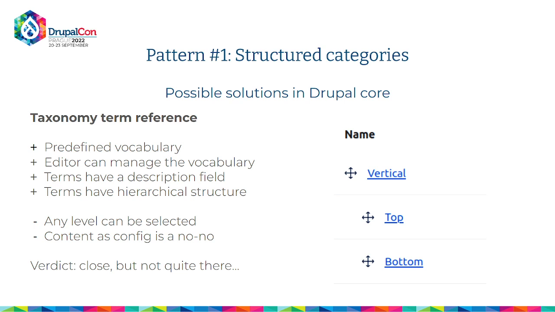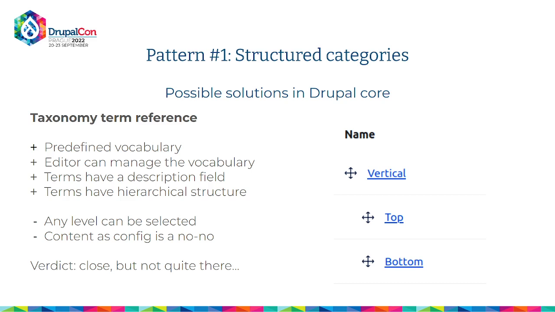If you go with taxonomy term references, you can have your predefined vocabularies. You can let editors manage that particular vocabulary. You have your description. You can even have more fields. You have the hierarchical structure built in. But you can still select any level that you have. So you can't force the selection of the deepest level.